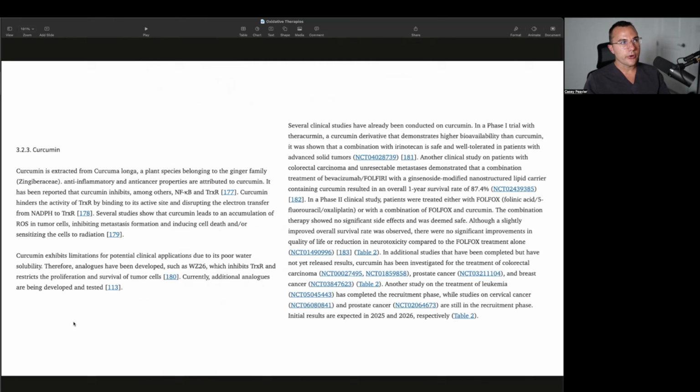Curcumin is extracted from Curcuma longa, a plant species belonging to the ginger family. Anti-inflammatory and anti-cancer properties are attributed to curcumin. It has been reported that curcumin inhibits, among others, NF-kappa B and TRXR.